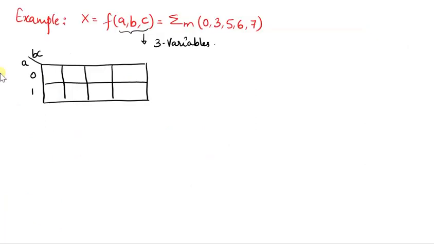In the next example, we have the expression x is equal to f of a b c, which is equal to summation m 0, 3, 5, 6 and 7. Clearly, this is a 3 variable function and we can make use of a 3:8 decoder, which can be used as a 3 variable minterm generator. So this will generate the minterms by decoding the input variables.